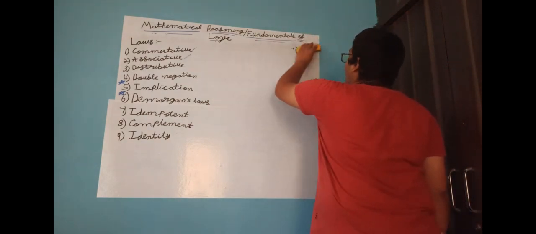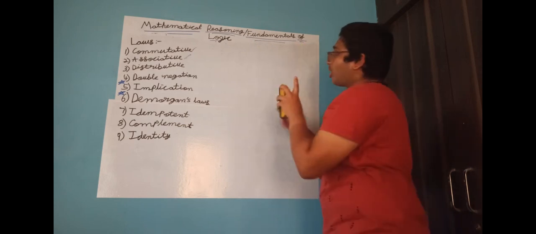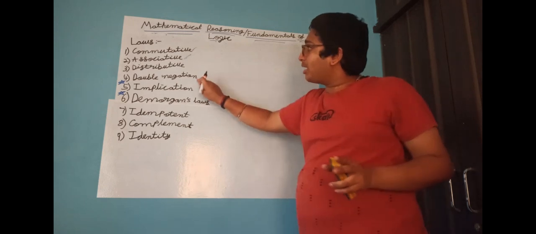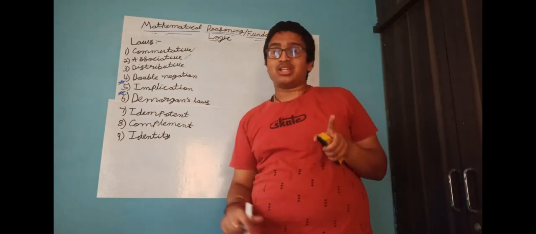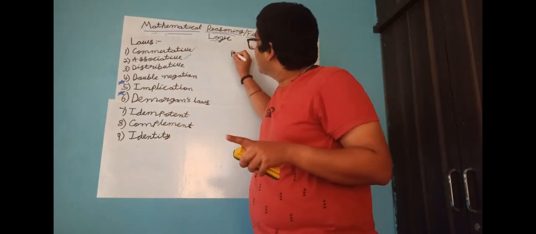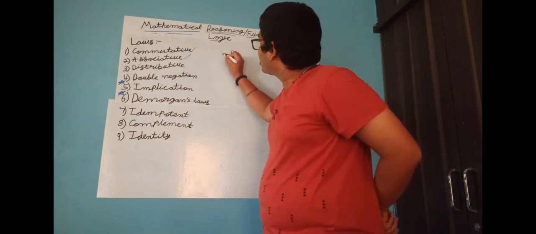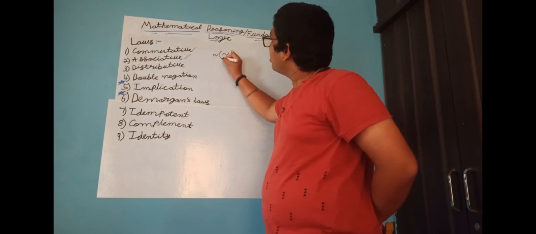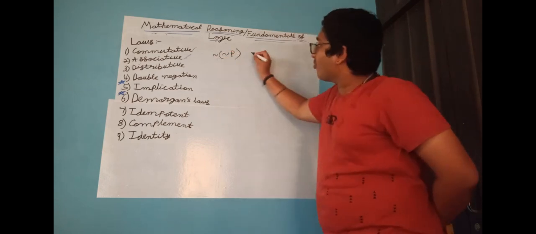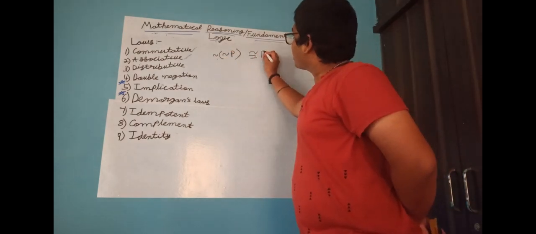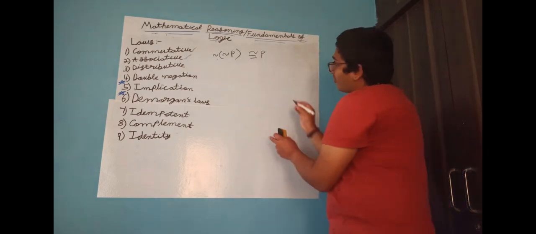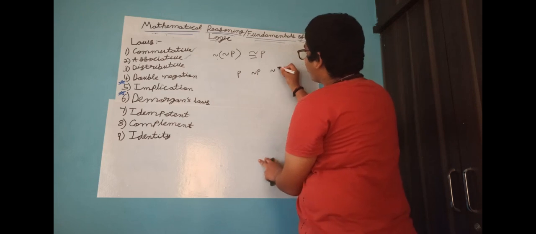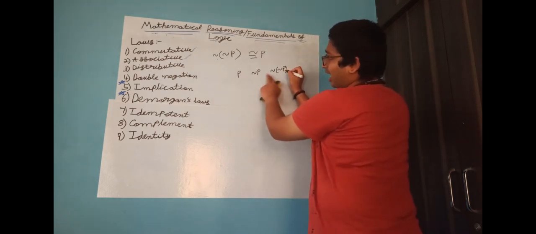Next, coming to double negation. For this, I will explain with a truth table. Here, as I already explained, in case of negation we consider only one statement, so P. Since they said double negation, first do single negation, meaning negation P, and double negation means negation of negation P, which is nothing but P itself. I will explain it with a truth table: P, negation P, negation of negation P. This is known as double negation.